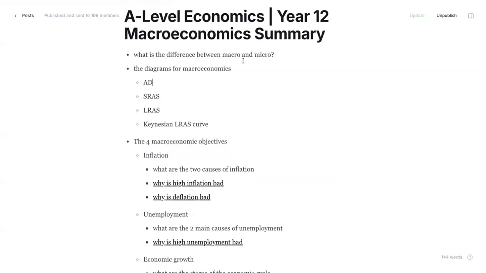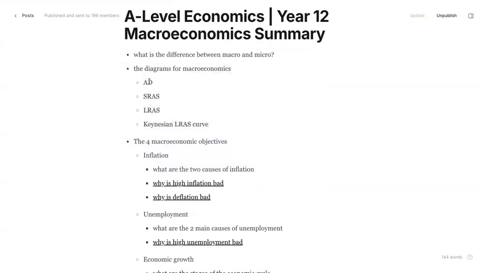So with macro, remember we're talking about the UK economy, and micro is about individuals and firms. And in micro, you're going to see more specific stuff like the market for cigarettes or the market for chocolate. Whereas with macro, it doesn't matter what good or service it is, it's just about the UK economy as a whole. The first thing that we actually started with this, but let's go through the diagrams first.